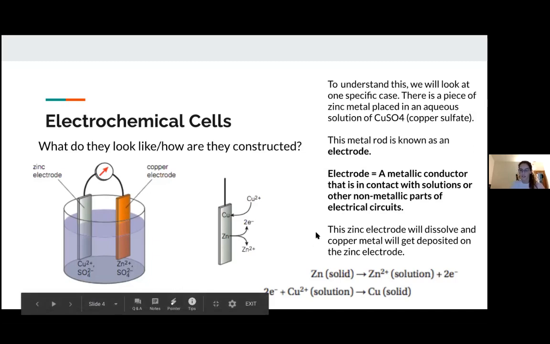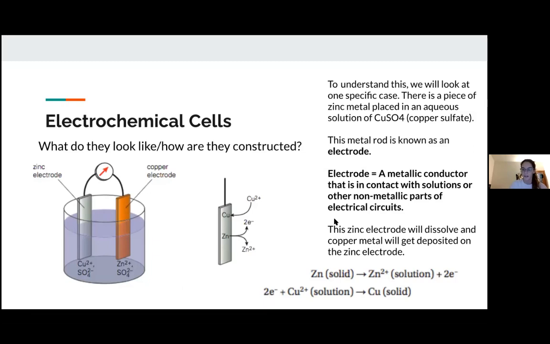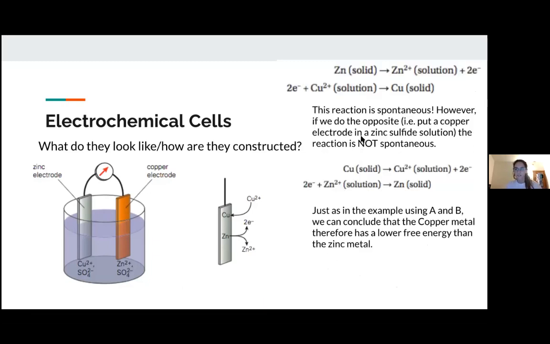So it's a standard redox reaction that you would have seen in a Chem 1A class. This reaction is spontaneous with these two metals. However, if you do the opposite, putting a copper electrode in a zinc sulfate solution, the reaction isn't spontaneous. Just as we concluded in the example using the simplified version of just having A and B, we can conclude that the copper metal therefore has a lower free energy than the zinc metal, and that's why it occurs spontaneously.